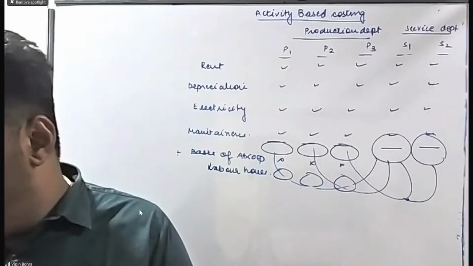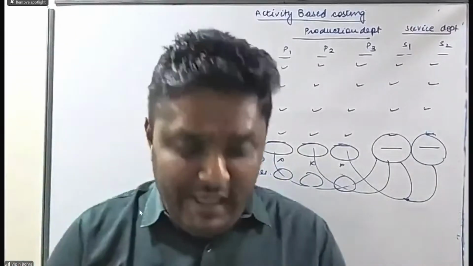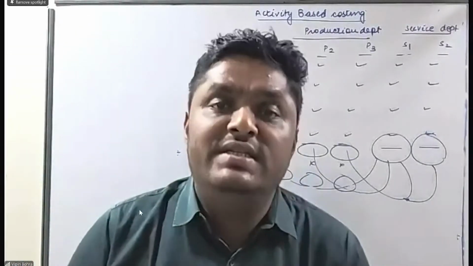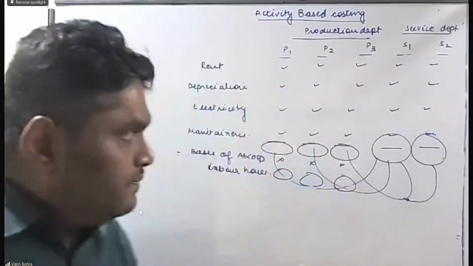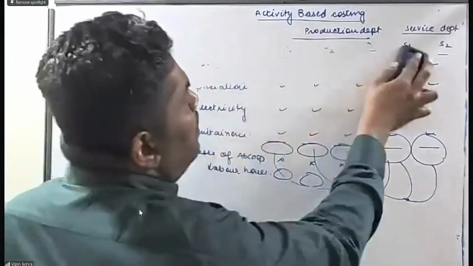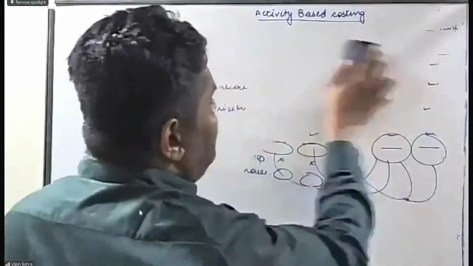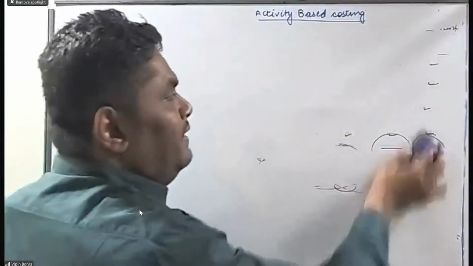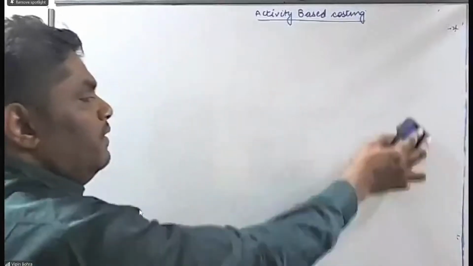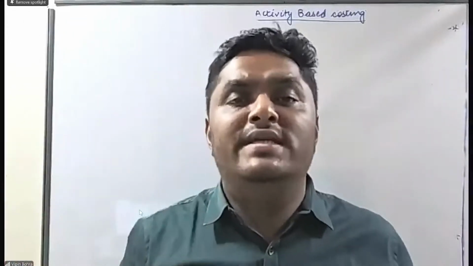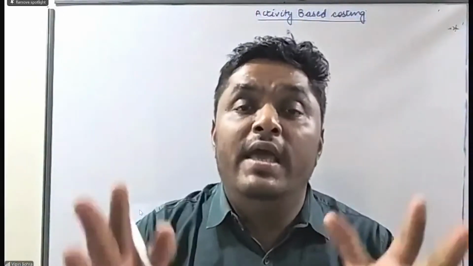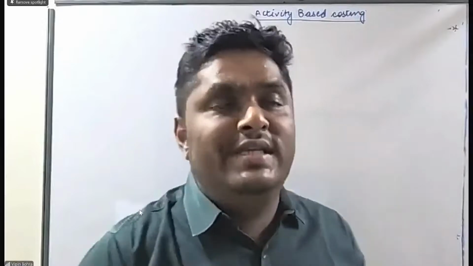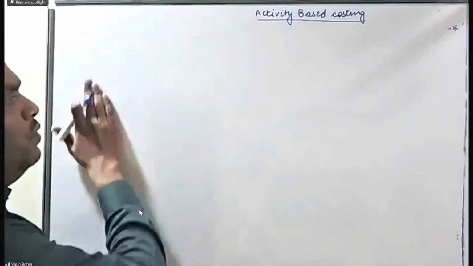So what does activity-based costing say? Activity-based costing says that I have a different and a better approach. Instead of absorbing all the overheads using one basis, instead of absorbing all the overheads on a single basis, what you have to do?